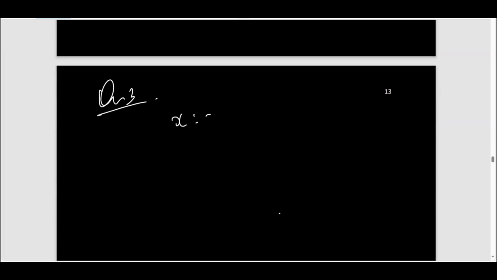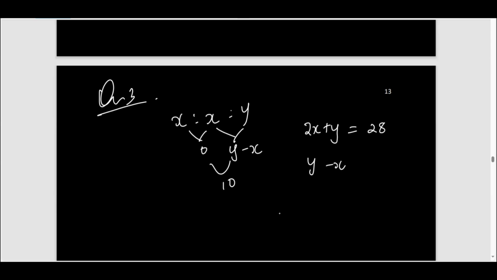So I said x and y. That's going to be 0. That's going to be y minus x. That is a 10. All right. So they told us T1, T2, T3 must be 28. Which means 2x plus y should give us a 28. But we know that y minus x minus 0 should give us a 10.